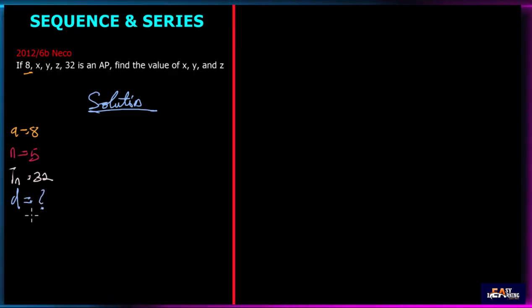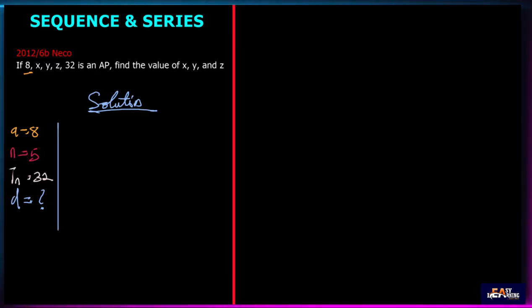If we know the common difference, to get x we add the common difference to 8. To get y, we add the common difference to x, and so on. So the first thing we are going to do is find this common difference.